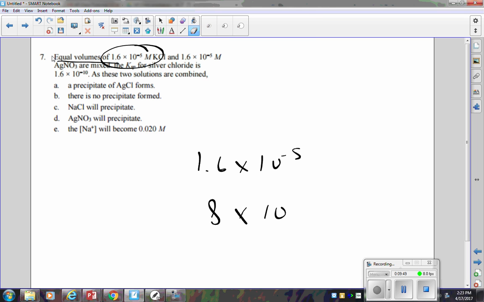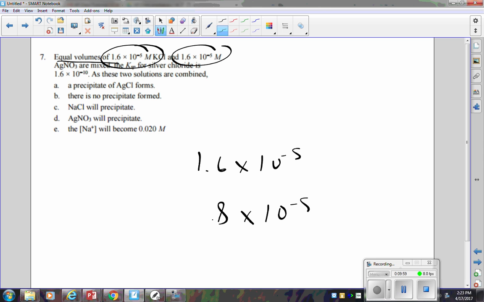So 0.8, so I would do this. I would get 0.8 times 10 to the negative fifth for that one. Same molarity there, because you're basically asking for a Q. They're asking whether or not a precipitate will form. So you have to do Q with 0.8 times 10 to the negative fifth. To simplify this and do the calculation, we're going to change it back into scientific notation. So I'm going to move it here.